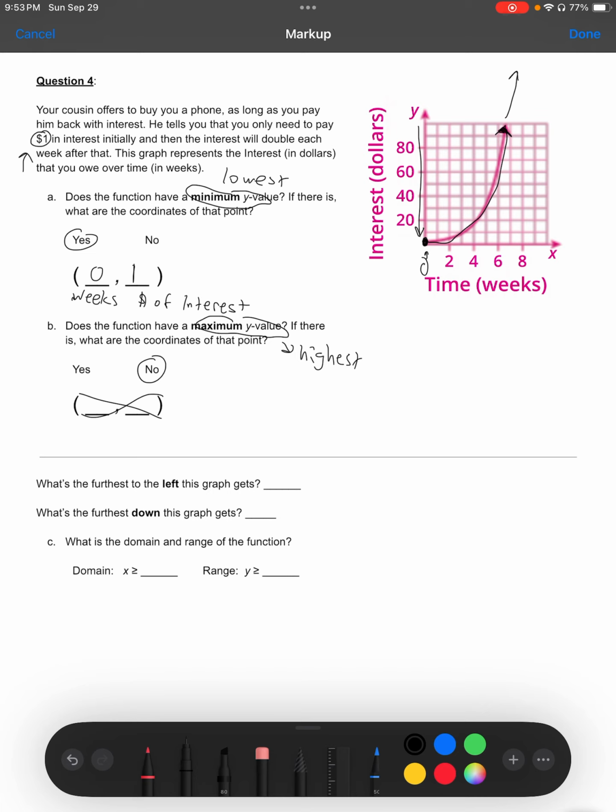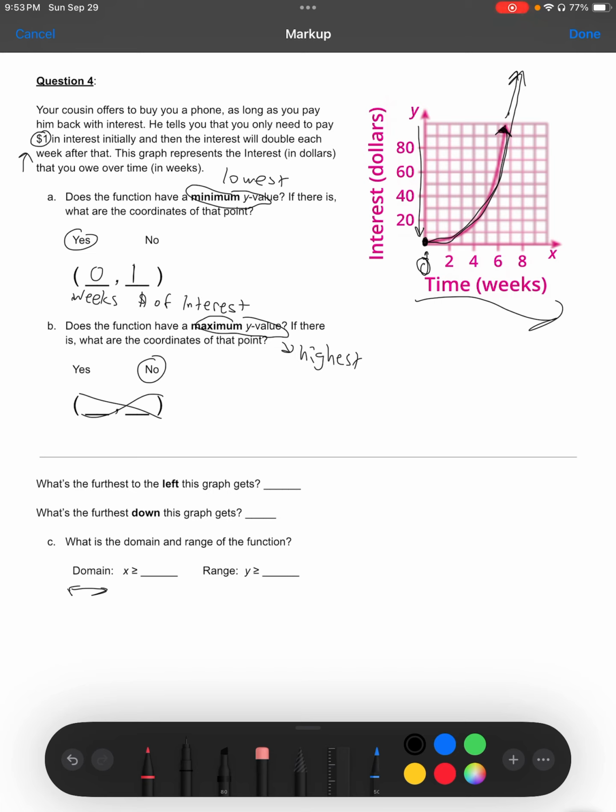The one thing that gave us a little bit more trouble was identifying the domain and range. On this graph, domain is how far left and right we can go on a graph. The domain starts at 0 weeks, but then it keeps on going forever. We could keep on going to more and more weeks as we go on. You only see it go to about 6.5 weeks, but it could keep going to more and more weeks.